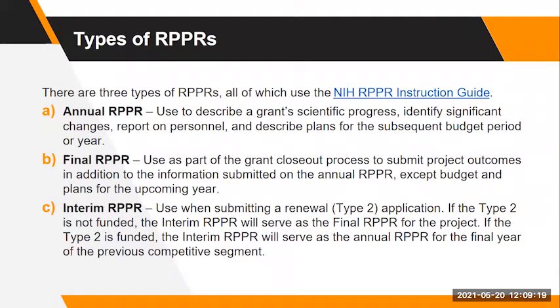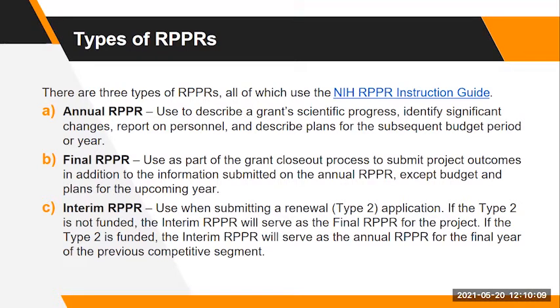The other one is the final RPPR, and as the name suggests, it's used during the closeout process, where you submit the project outcomes in addition to the information that you had been submitting in the annual RPPR, except the budget and the plans for the upcoming year, because it comes at the end. Then the interim RPPR is used when submitting a renewal, what we call a type 2 application. If the type 2 application is not funded, the interim RPPR will serve as the final RPPR for that project. If it is funded, the interim RPPR will serve as the annual RPPR for the final year of the previous competitive segment.